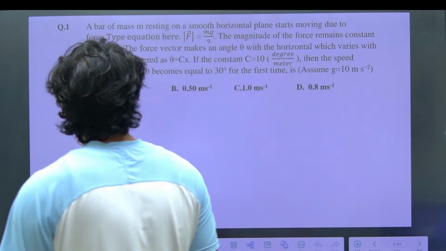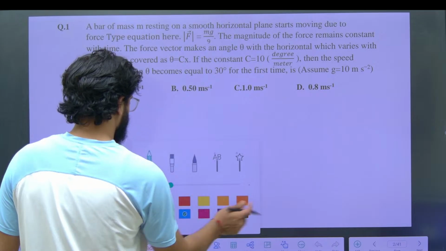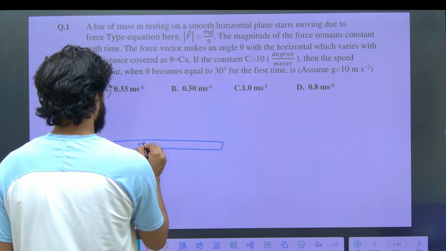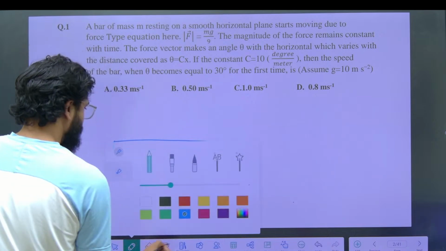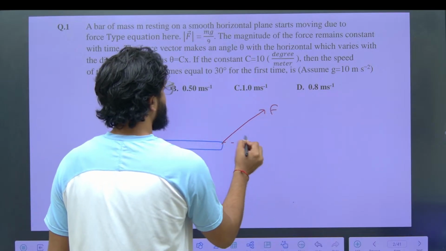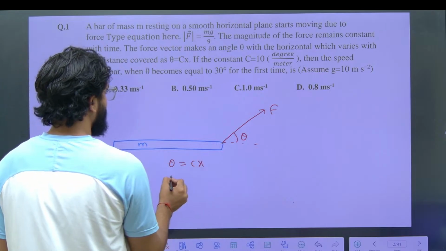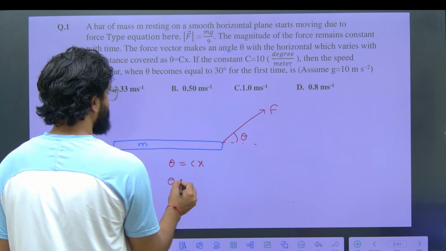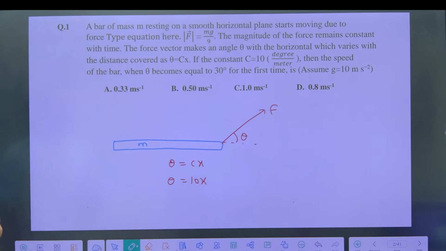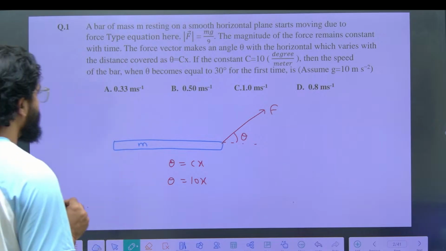Question number 1 is saying this, that there is a bar of mass m, and there is a force which is being applied at a certain angle theta. Theta over here is given as cx and the value of c is 10. They are asking what will be the velocity of the bar when the angle will become 30 degrees for the very first time.